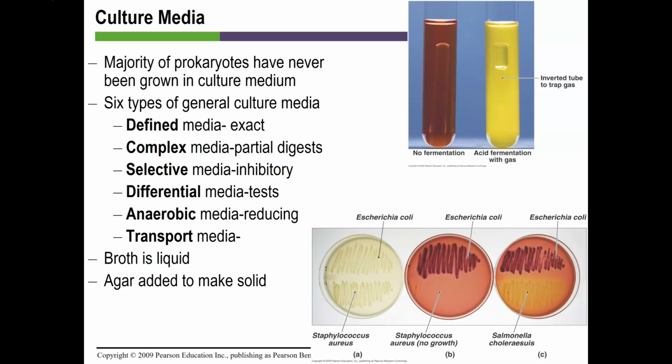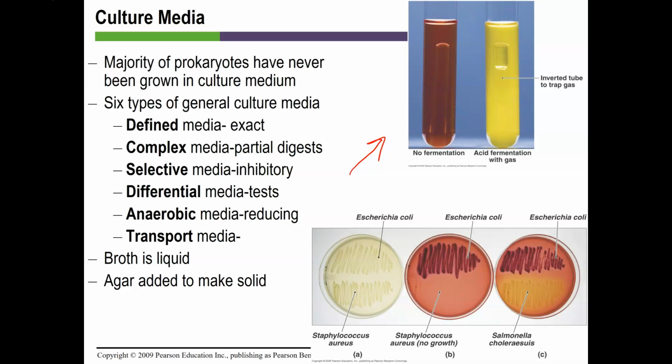Differential media typically have some sort of pH indicator or something like that in the medium so that you can tell whether something does or doesn't possess a specific type of cell component, often an enzyme. This image shows a differential media.